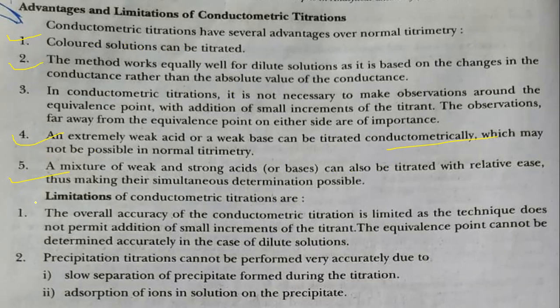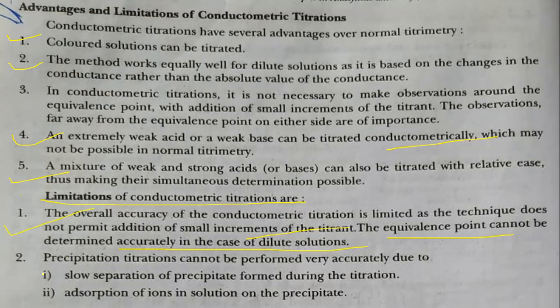Some limitations are also there for conductometric titration. The overall accuracy of conductometric titration is limited, as the technique does not permit the addition of small increments of the titrant. The equivalence point cannot be determined accurately in the case of dilute solutions. This is the limitation.